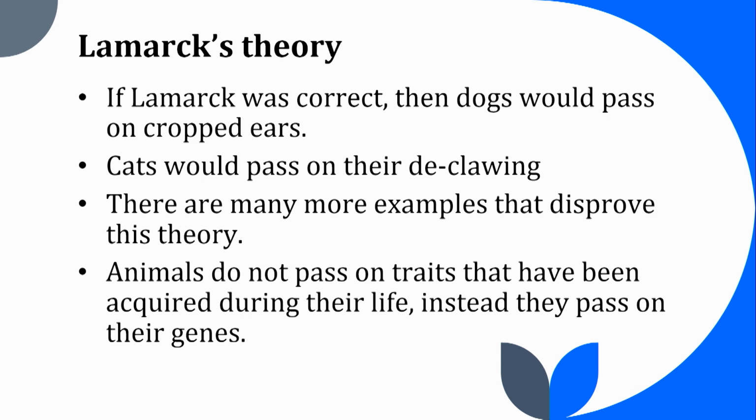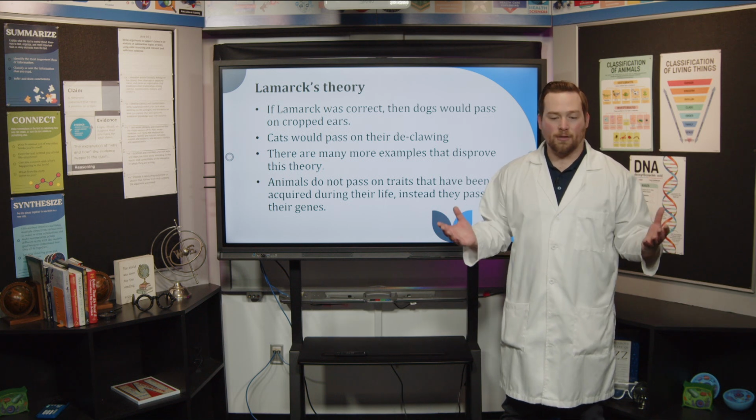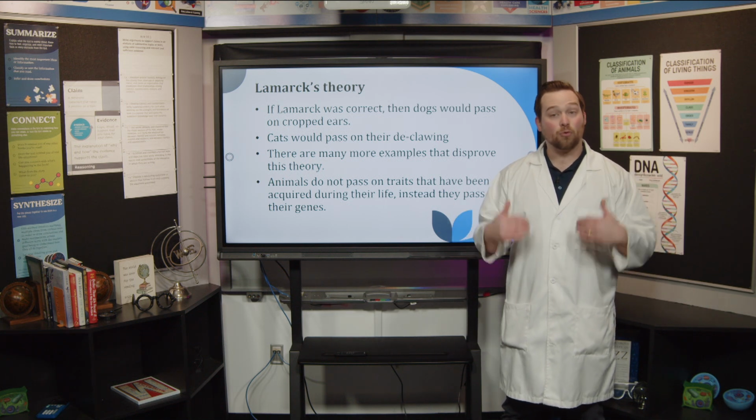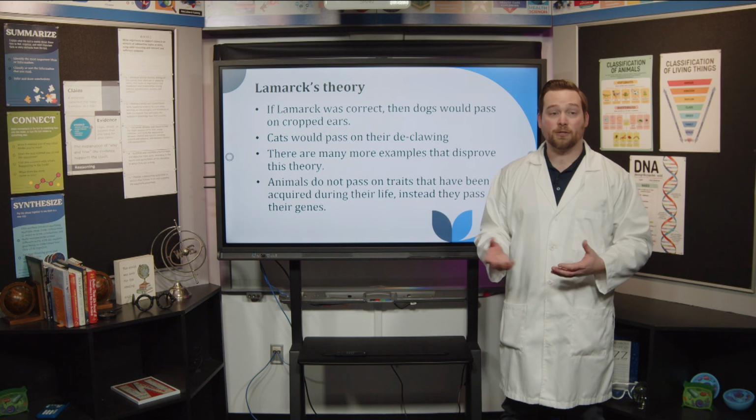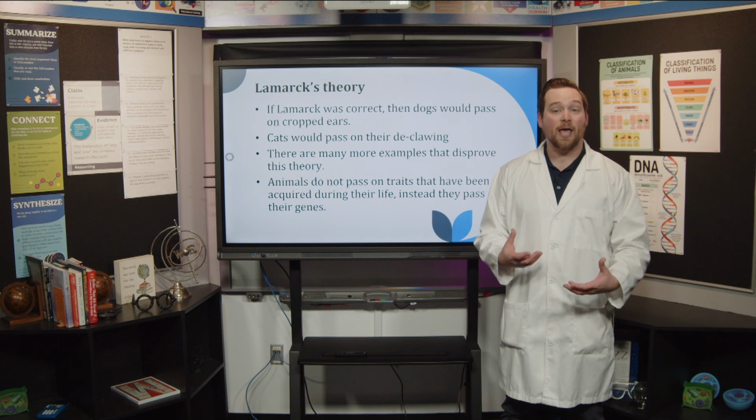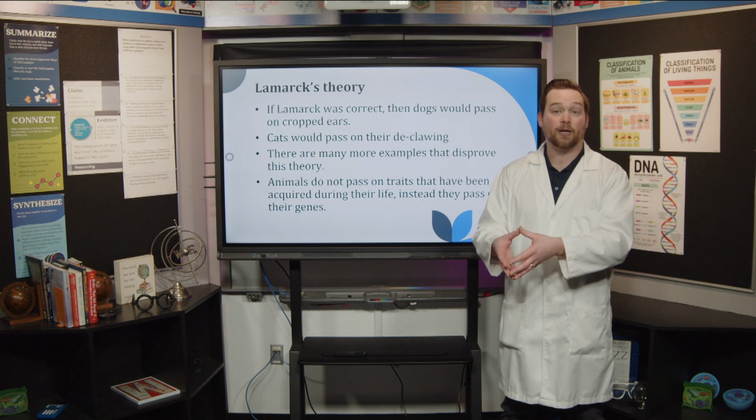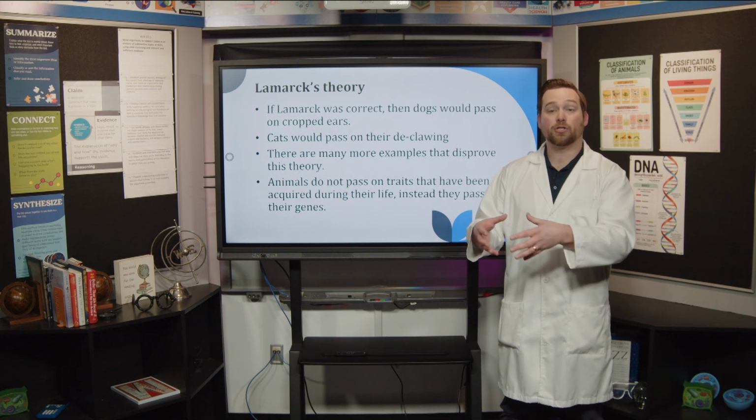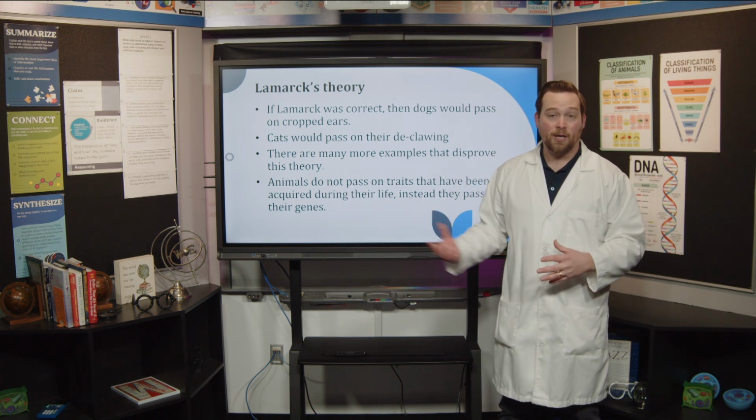There are many more examples that disprove this theory. Animals do not pass on traits that have been acquired during their life. Instead, they pass on their genes. So when that dog with the cropped ears has offspring, the offspring is not going to have cropped ears. It's going to have normal ears. When that cat that's been declawed has offspring, it's still going to have claws. Because we're not passing on traits from the parents, we're passing on the genes. Even if you take the claws out or cut the ears, you're not changing the organism on a genetic level. You're just changing the traits and not their genes. And that's what we pass on to our offspring: the genes.